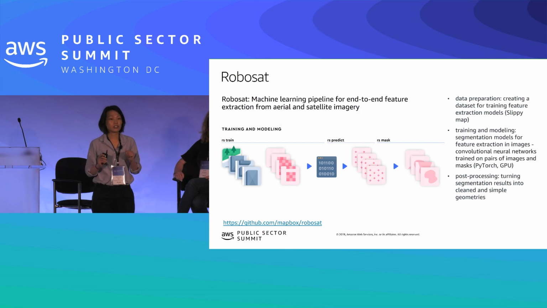Let me touch a very small bit on what RoboSat is. RoboSat has been developed by Mapbox, and it is an end-to-end machine learning pipeline written in Python to get feature extractions from satellite imagery. It gives you the entire workflow, all the way from data preparation, data extraction, getting the segmentation models running, and then eventually converting that result into something meaningful.